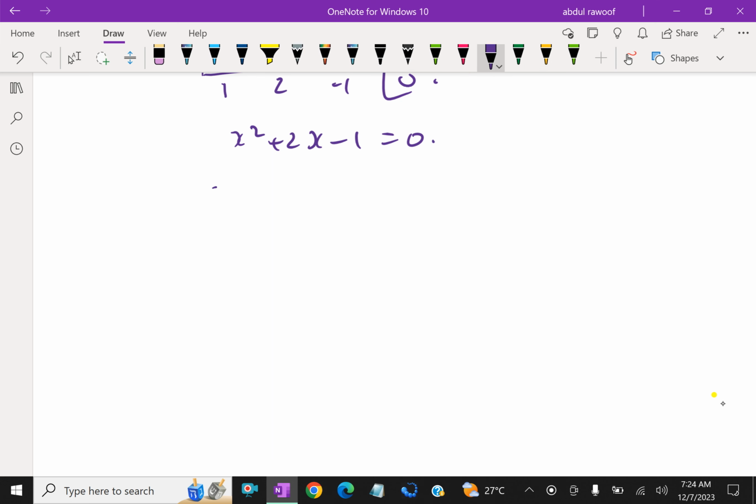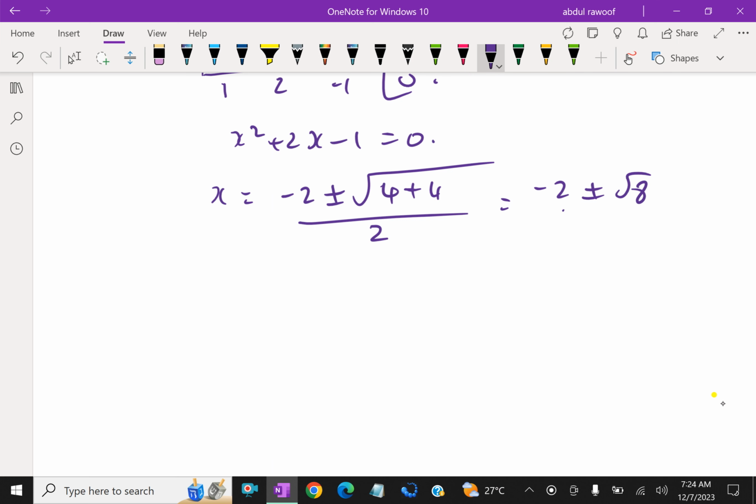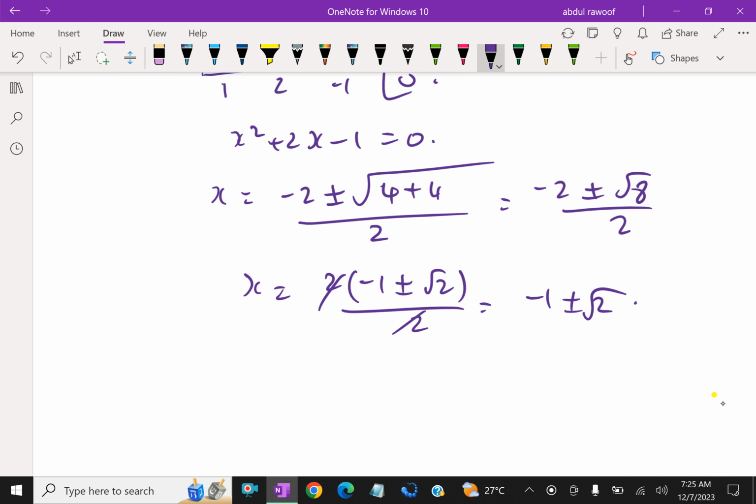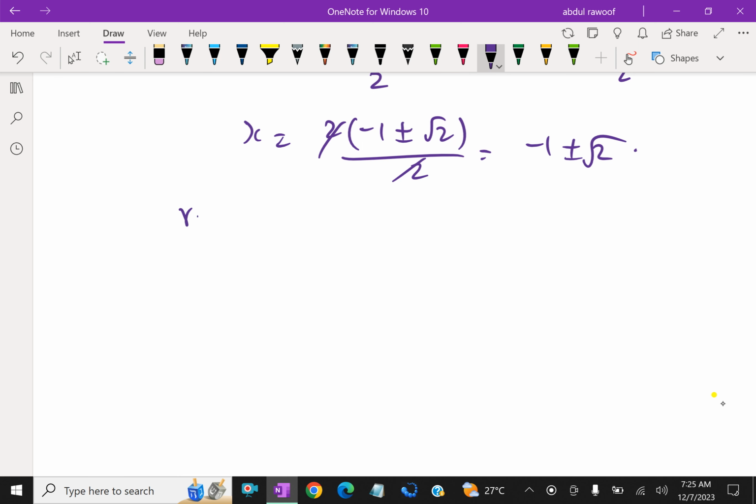Then solving by the quadratic formula, x equal to minus b plus or minus root of b square minus 4ac, over 2. That is minus 2 plus or minus root 8 by 2. Therefore, 2 is common. Minus 1 plus or minus root 8, we can write as 2 root 2, then 2 goes out, root 2 by 2. So minus 1 plus or minus root 2, those are the other real roots.